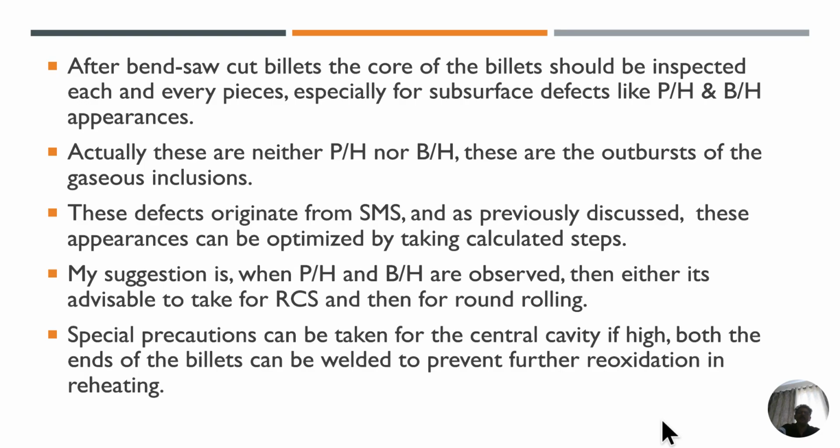Actually, these are neither pinholes nor blowholes. These are the outbursts of the gaseous inclusions. These defects originate from SMS and, as previously discussed, these appearances can be optimized by taking calculated steps. My suggestion is when pinholes or blowholes are observed, then it's advisable to take them for RCS and then for round rolling. Special precautions can be taken for the central cavity if high. Both the ends of the billets can be welded to prevent further reoxidation in reheating.